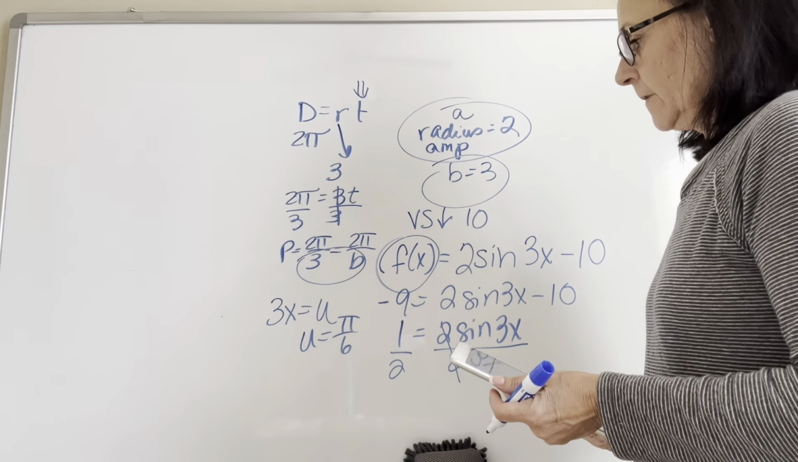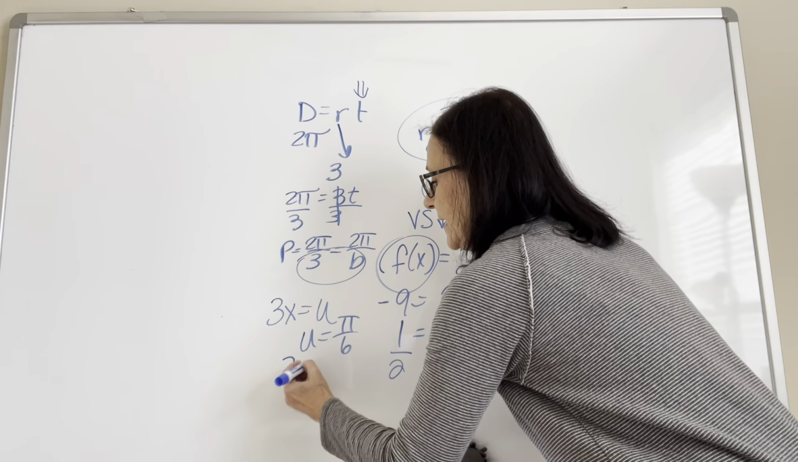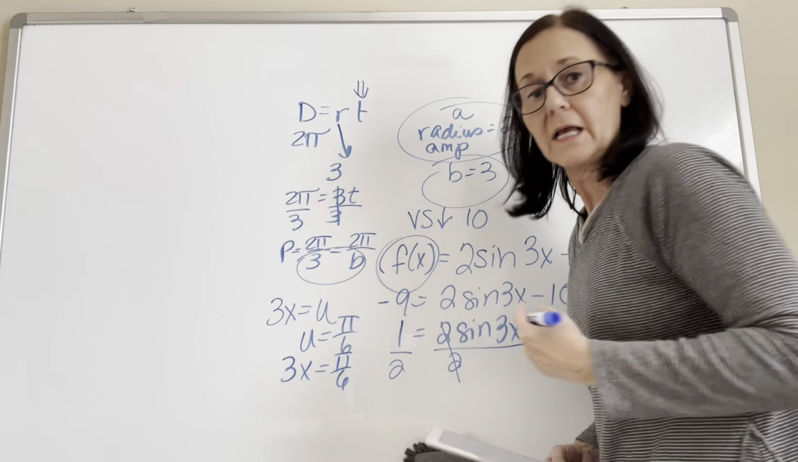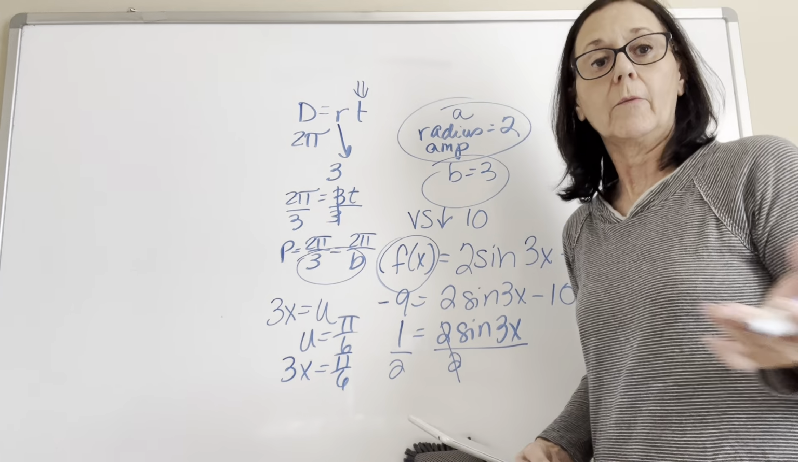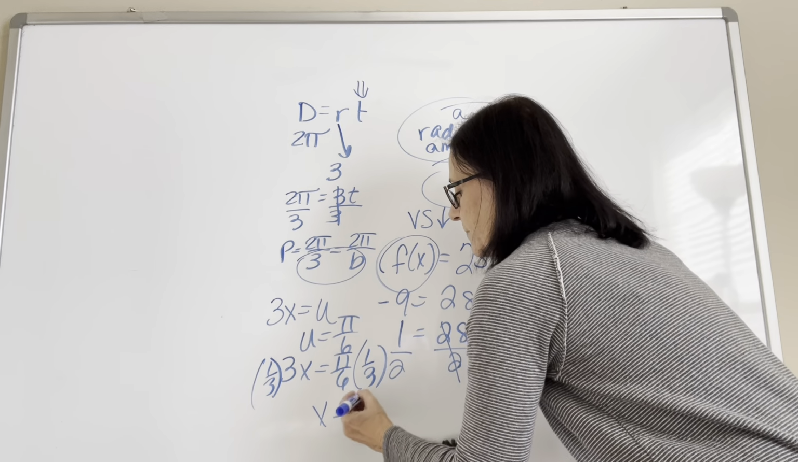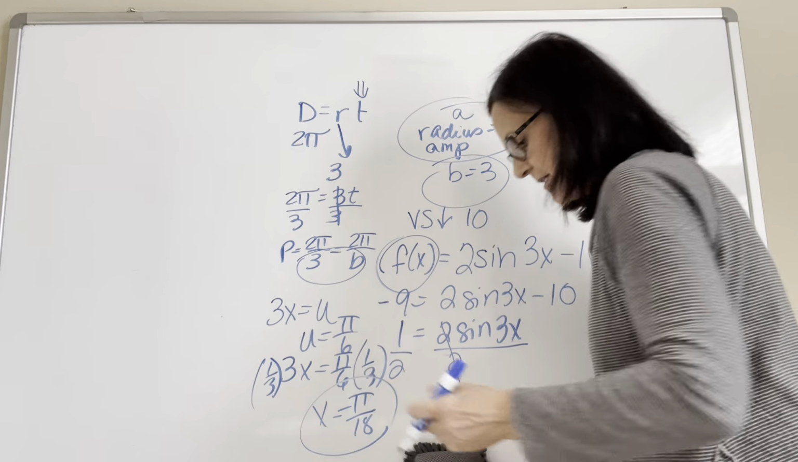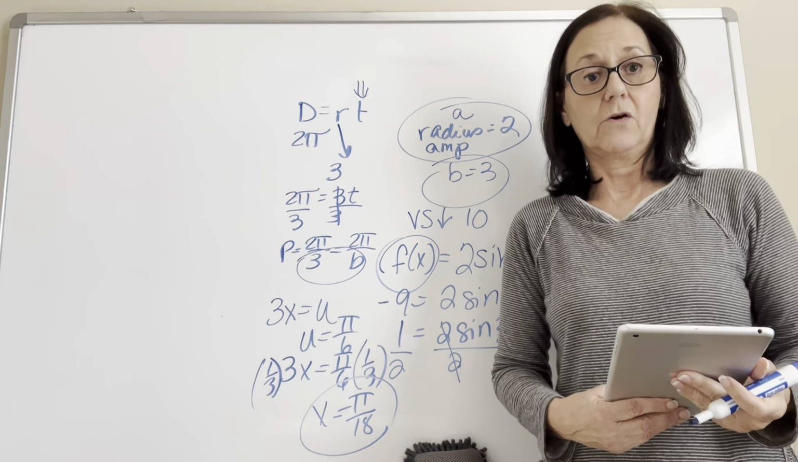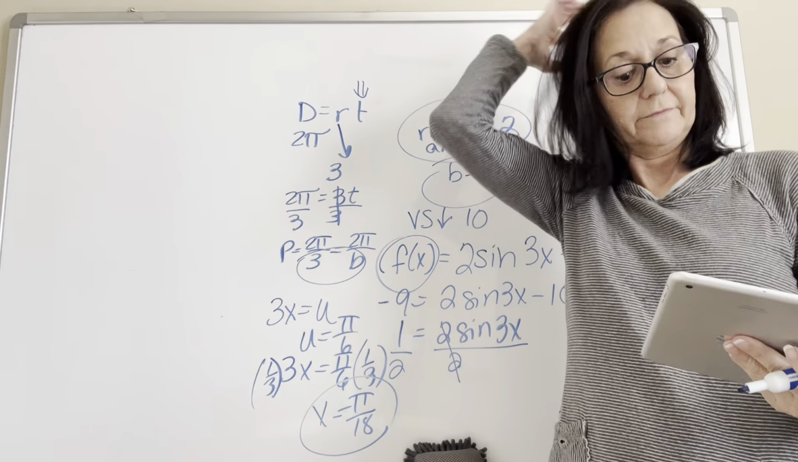So now we're going to put back 3x is pi over 6. Because I have a fraction on the right-hand side, normally we would divide by 3, but I'm going to multiply by 1/3 on both sides. So x is pi over 18. That is the very first time it is going to be at -9. They didn't want to know every time, right? And that answers that question. There we go. Got it. Distance equals rate times time. Time is your period.